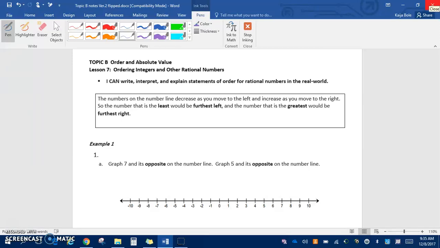Alright, so here we are on our combined Lesson 7 and Lesson 8 video. So we're going to start in Lesson 7, and then we're going to do a few examples here, and then we'll skip over to Lesson 8, and we'll combine them all together.